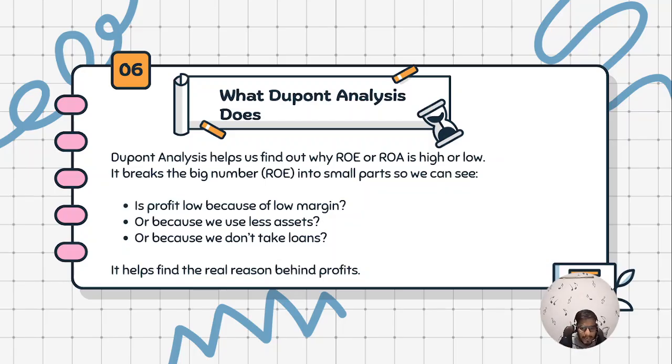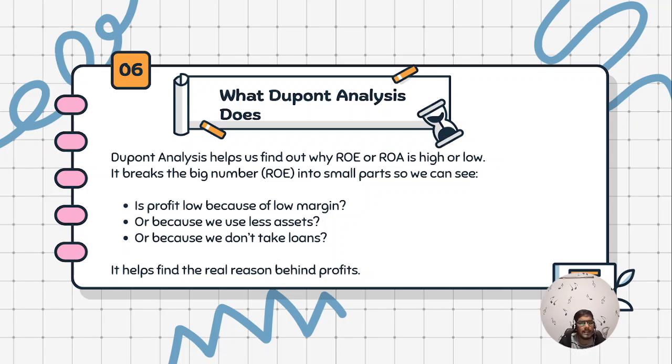Let me give you an example. This financial year I have taken a loan. When I take a loan, it increases my cash flow. If it increases my cash flow, it also shows a higher profit ratio. So is it because we are taking loans or not taking loans, or is it because we are using fewer assets or more assets?